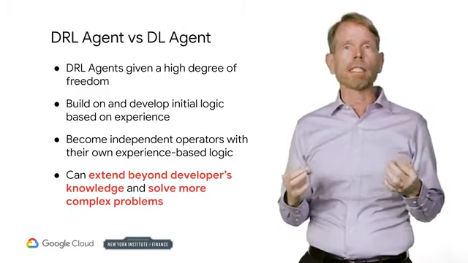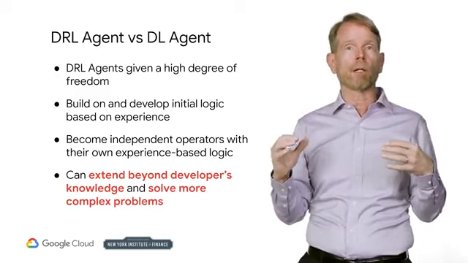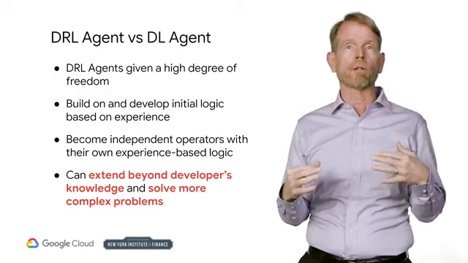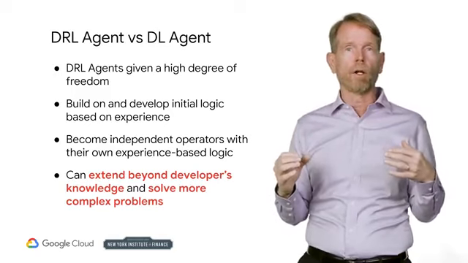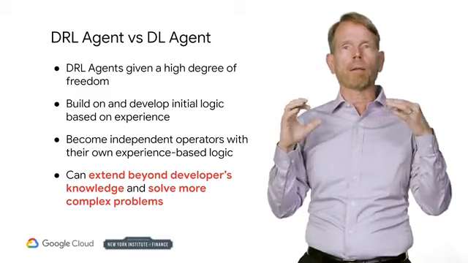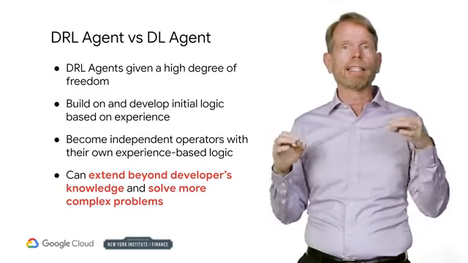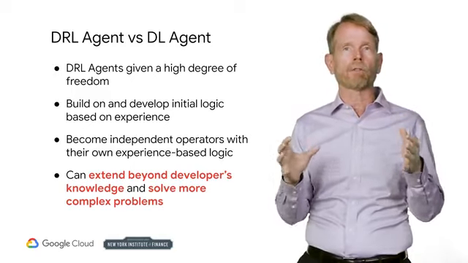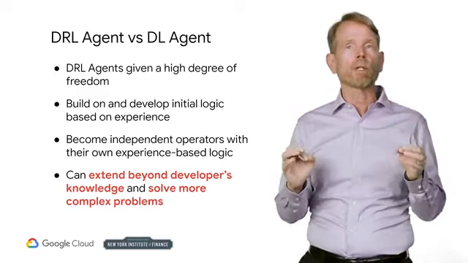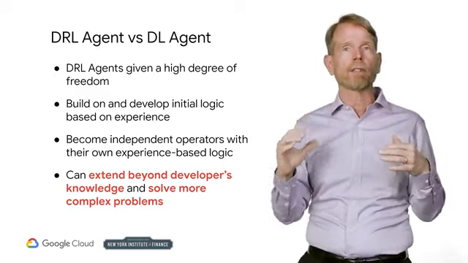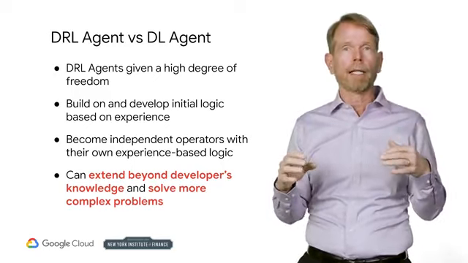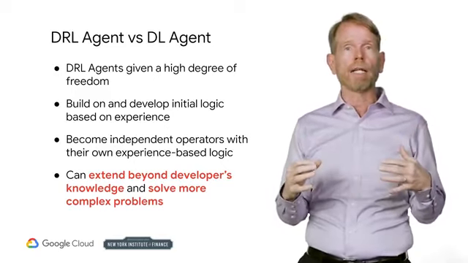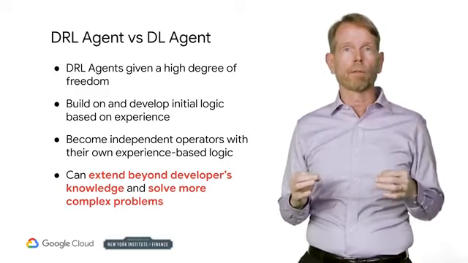How is this different from machine or deep learning models where a human developer is involved in the process? The main difference is that deep reinforcement learning agents are given a high degree of freedom. Once they are given what is considered a positive or negative outcome, they tend to build on that logic and further develop it based on their individual experience over time. They become to some degree independent operators that base their decisions on self-gathered feedback. This allows DRL agents to extend beyond the limits of the developer's knowledge and solve more complex problems.